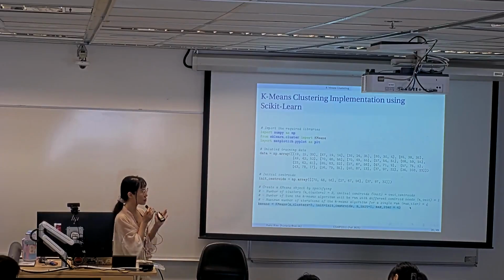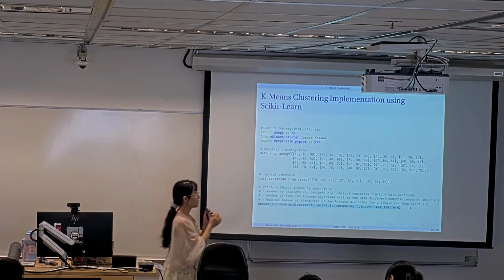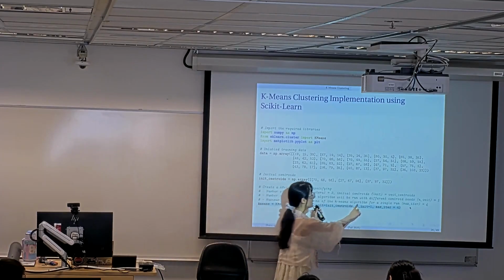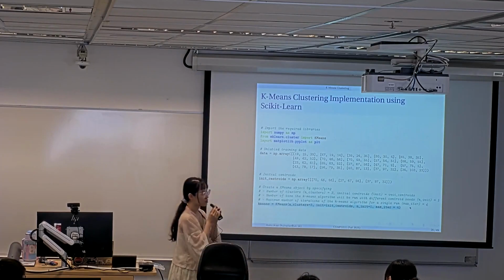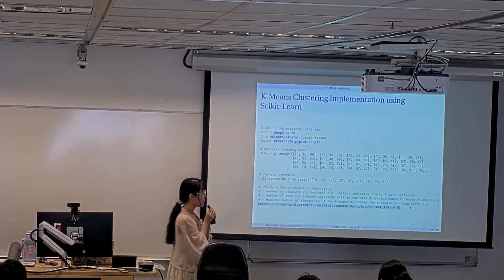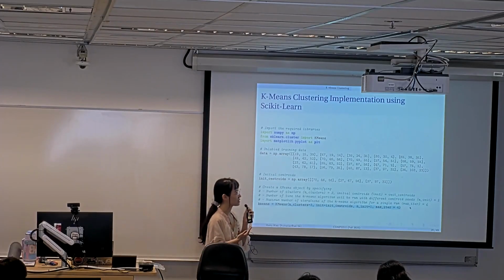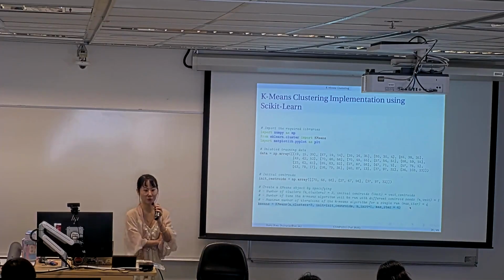Later on, I will also explain what happens if init is set to other values. Actually, it can be other values. And n init, this one, we let it be 1. So what does it mean? This means the number of times that the k-means algorithm will run with different cluster seeds. Actually, that corresponds to your question previously.